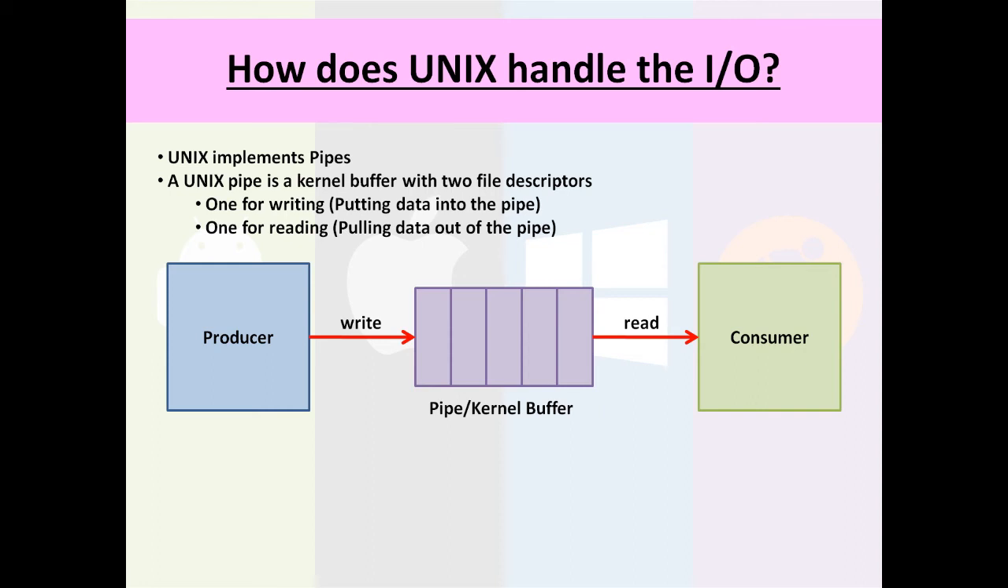So what does this actually look like? How does Unix handle this I/O? Unix implements what they call pipes. Now a Unix pipe is a kernel buffer with two file descriptors. A file descriptor just describes the file. It has metadata regarding that file. And it has one for writing, so putting data into a pipe, and one for reading, which is pulling data out of the pipe. So you'll have a producer who writes data, and this gets piped into that kernel buffer, right? And then on request, it can get read by the consumer.